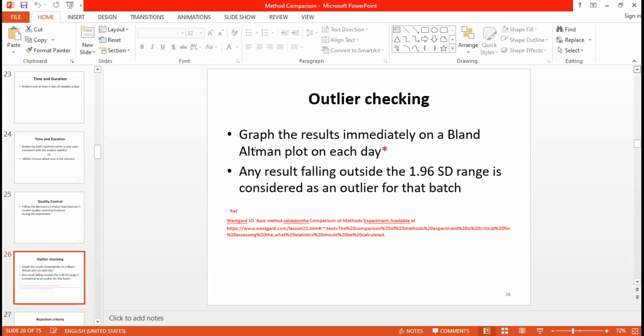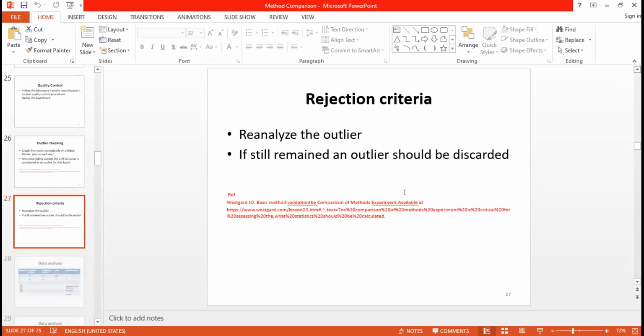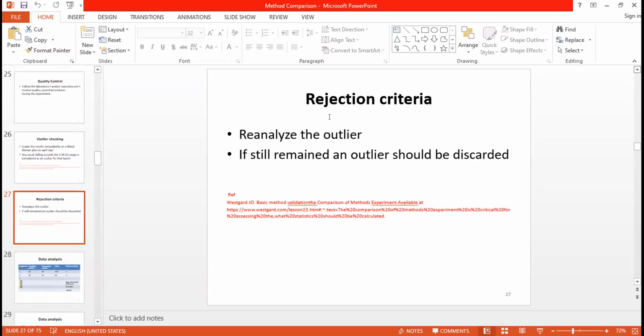I mentioned that your experiment should be done over 5 days. However, at the end of each day, you have to plot your data on a Bland-Altman plot and look for outliers. If there is any outlier, you have to reanalyze that sample. And if it still remains an outlier, that data should be discarded.